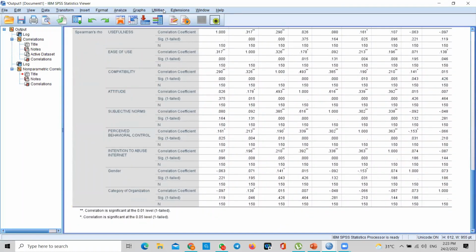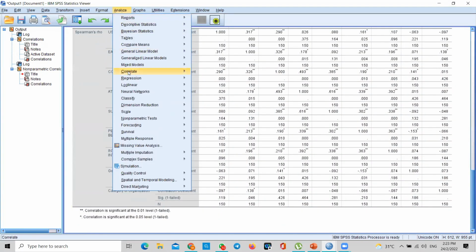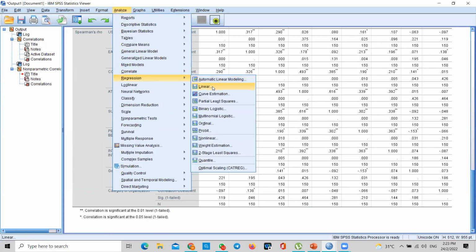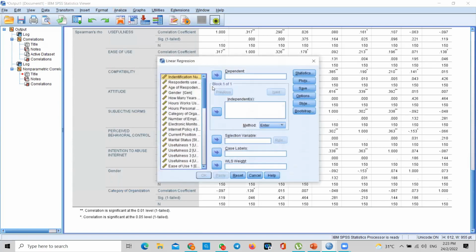So we proceed to regression. Analyze, regression, linear. That's what we are doing today. Linear regression, because our variables are continuous. So this is linear regression.